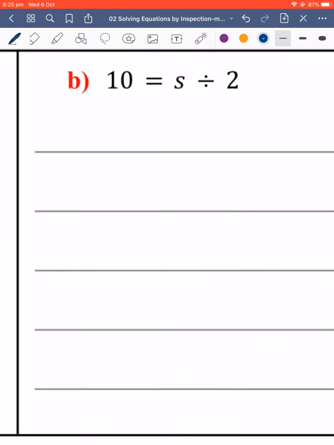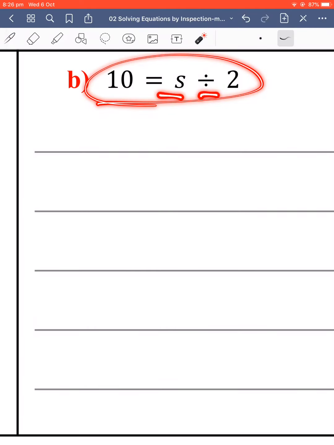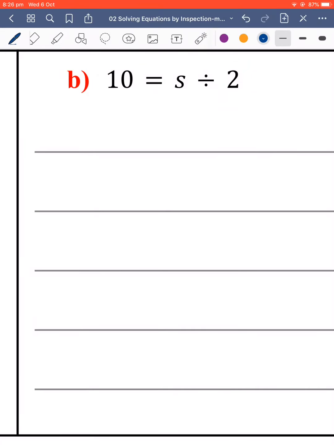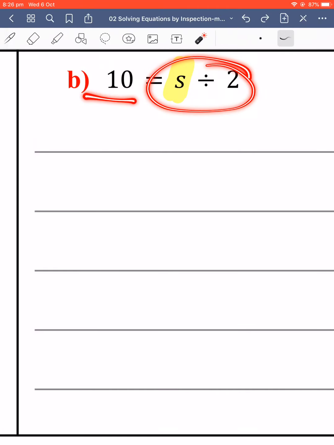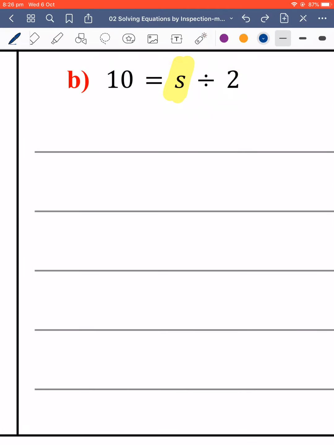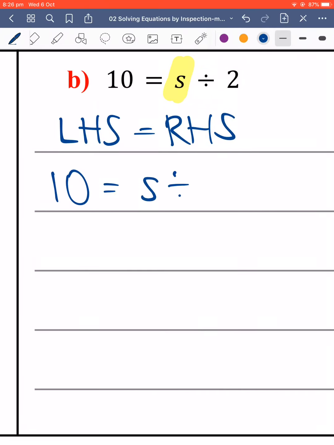On to my next one. So I've got 10 equals S divided by 2. Okay, so S divided by 2. I want to find out what my value for S is. So this side here equals 10. That's what that means, okay? So let's have a play around with some numbers, and we want to make sure that our left-hand side equals our right-hand side. So if I've got 10 equals S divided by 2, let's find some numbers that we could use for S to equal 10.